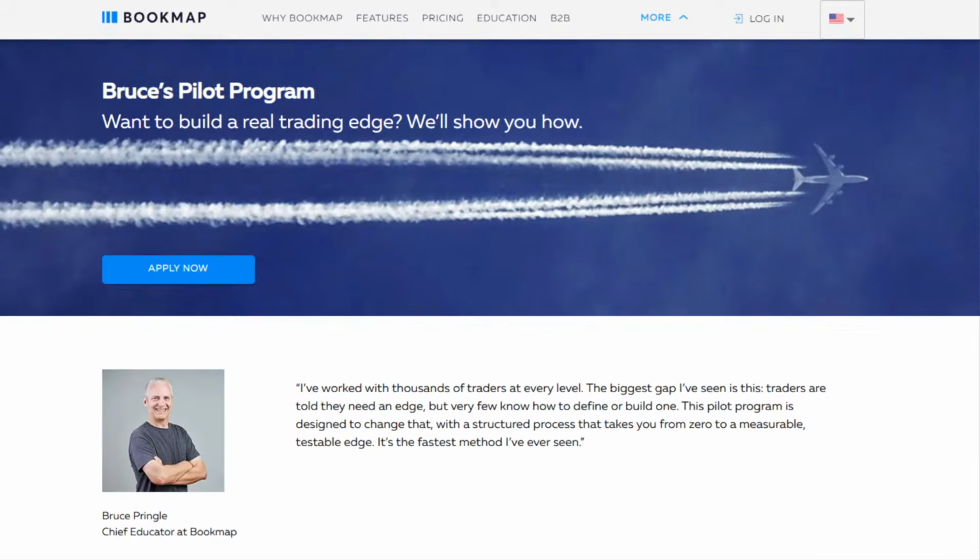They can understand it at very deep levels. However, they don't know if they have an edge with it. They don't know a process for how to build an edge, how to back test for it. We will go through this in the pilot program, and it's designed to change this. We have a structured approach and process that will allow you to build that edge. This is the fastest method I've ever seen, due to the method that we have, using replay mode very, very quickly, speeding things up, and looking at setups.